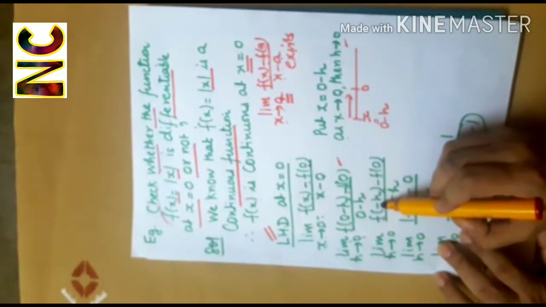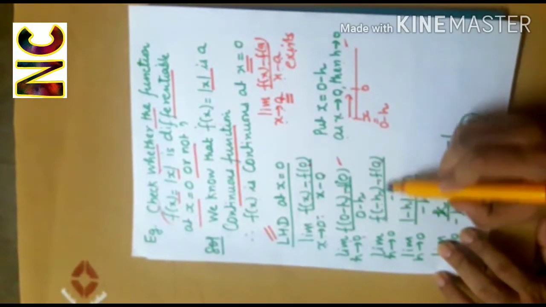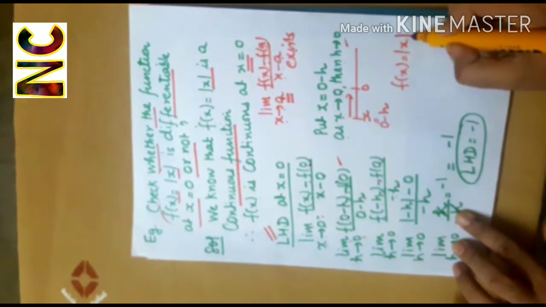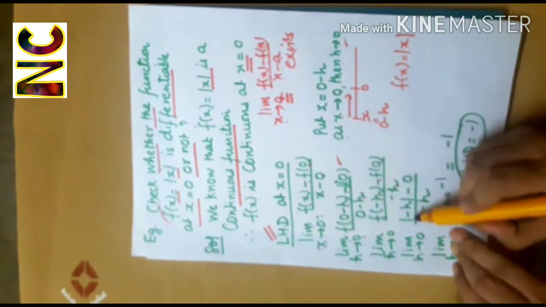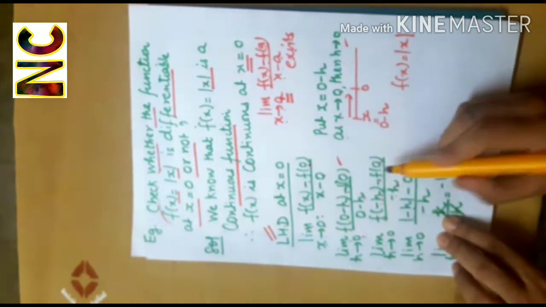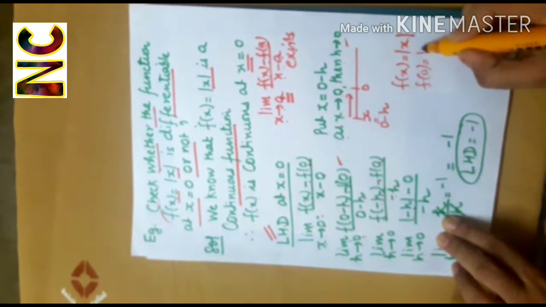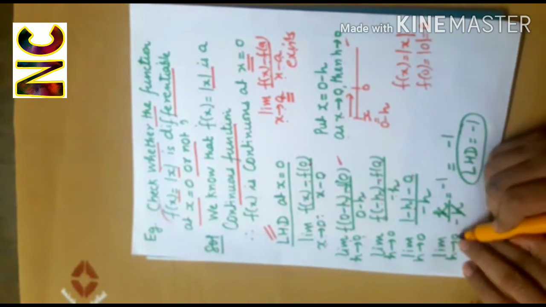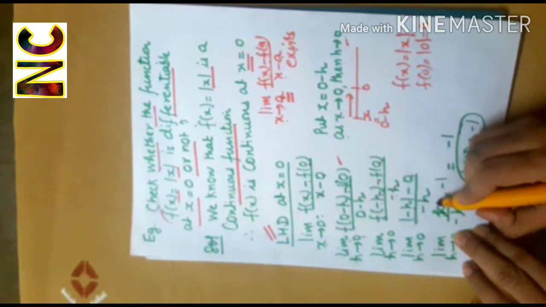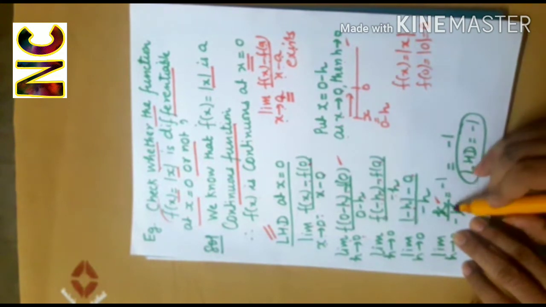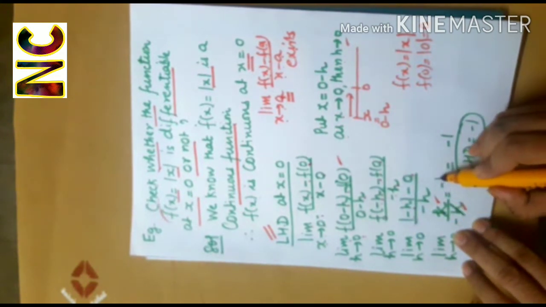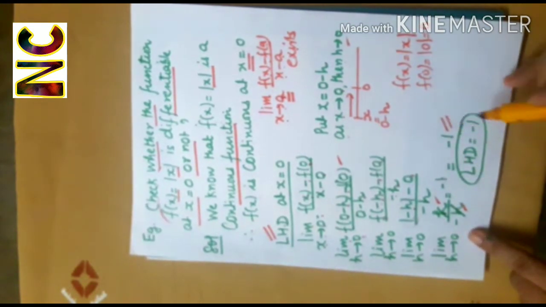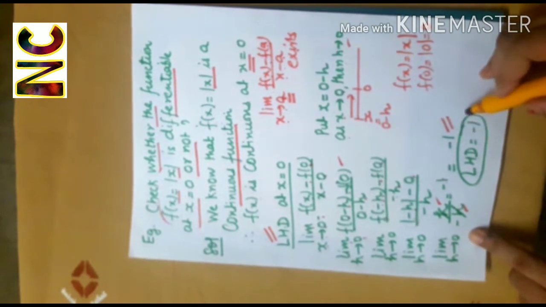So I'll get the limit of (f(0 minus h) minus f(0)) over (0 minus h) as h approaches 0. Now this will be f(minus h) minus f(0) over minus h. Now f(x) is mod x. So f(minus h) will be the absolute value of minus h, and f(0) means the absolute value of 0, which is 0. So here, as h tends to 0, the absolute value of minus h is h, and here it is minus h. This will get cancelled out. I'll get minus 1, and the limit as h tends to 0 of minus 1 is minus 1. So the left hand derivative is equal to minus 1.